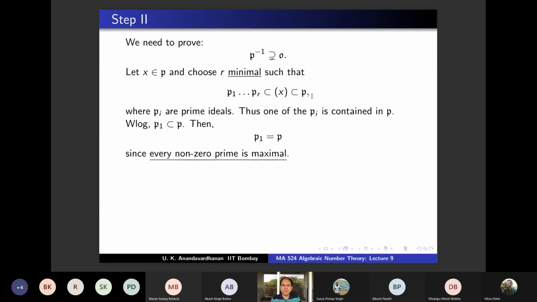So because of Krull dimension 1, P1 equals P. Therefore, and also you know that P2 times etc. Pr is not contained in X. Why is that?